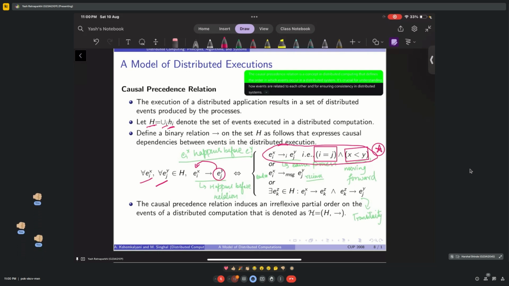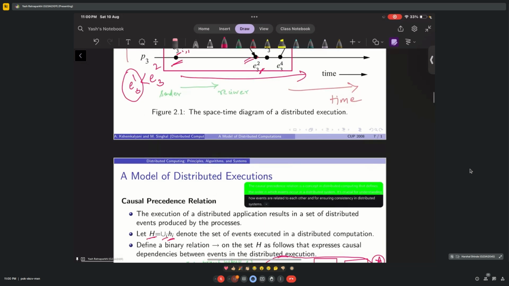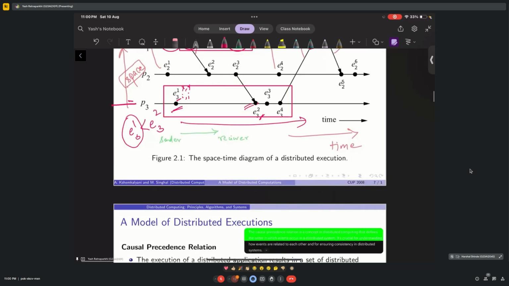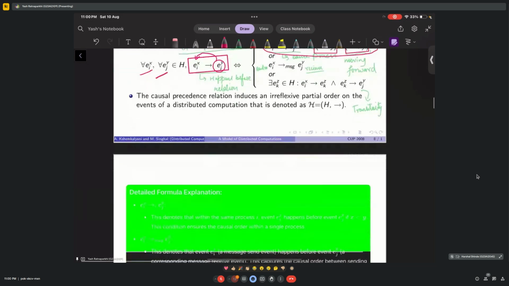Okay, cool. Now this e_i^x gives e_j^y, and it will be true if it follows the particular conditions. The first condition is that I should be equal to J, meaning they should be of the same process. And X should be less than Y, meaning if this is X and this is Y, X should have occurred before Y. It should not be the other way around, then only it will work. Understood?